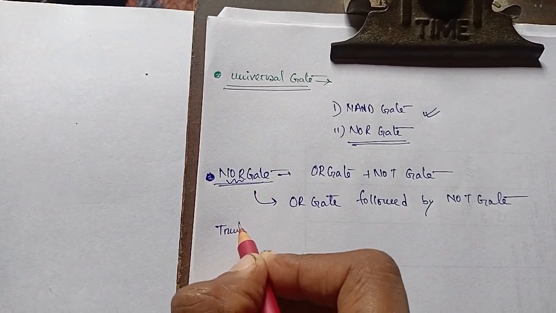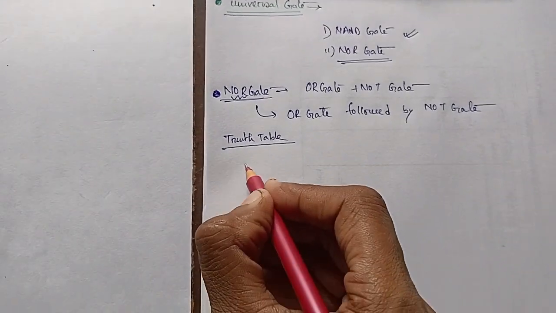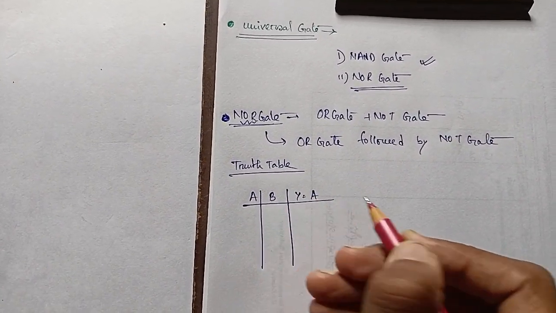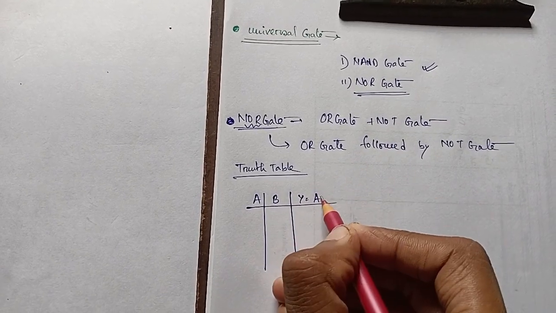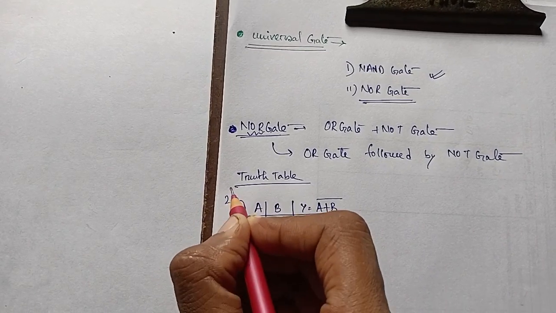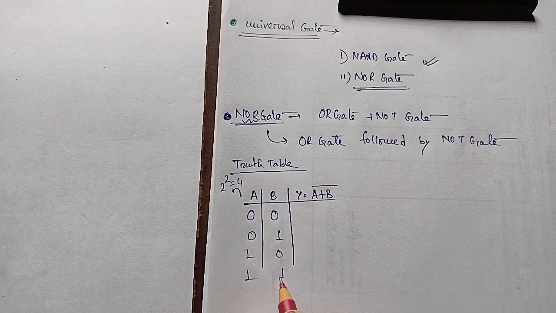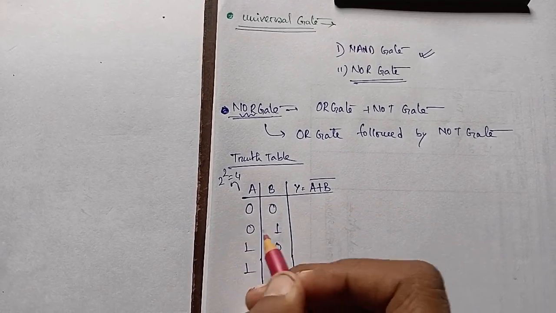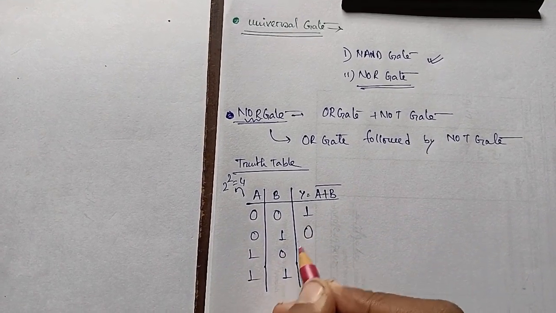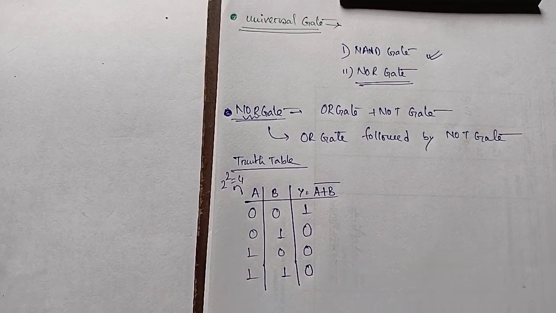If we implement the truth table of the NOR gate, we consider two input parameters: A as an input, B as an input, and Y as the output. NOR means NOT of OR, that is Y = (A + B) bar. From these two inputs we get 2 to the power 2, that is 4 combinations: 0 0, 0 1, 1 0 and 1 1. For 0 0, A + B is 0, so the output is 1. For 0 1, OR gives 1, so we get 0. For 1 0, we get 0. For 1 1, we get 0 as the output.